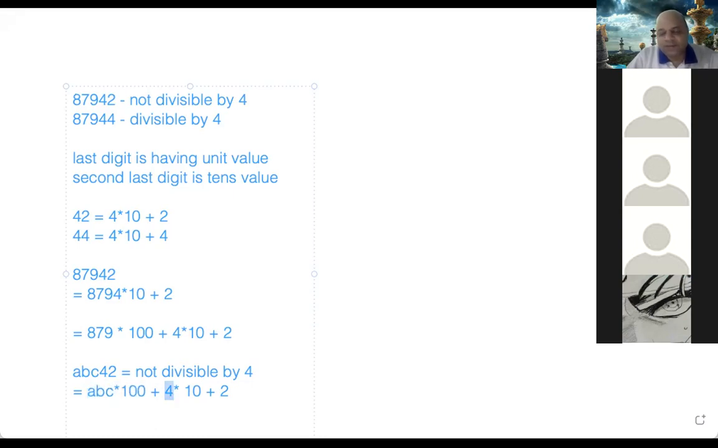Now you just have to check whether the addition is divisible by 4. Now you know 4 into 10 is 40, plus 2 is 42. 42 is not divisible by 4. You know that 40 is divisible, and 44 is divisible, right? So you only worry about the last 2 digits of any number and you can find out the divisibility by 4. Everyone got this?